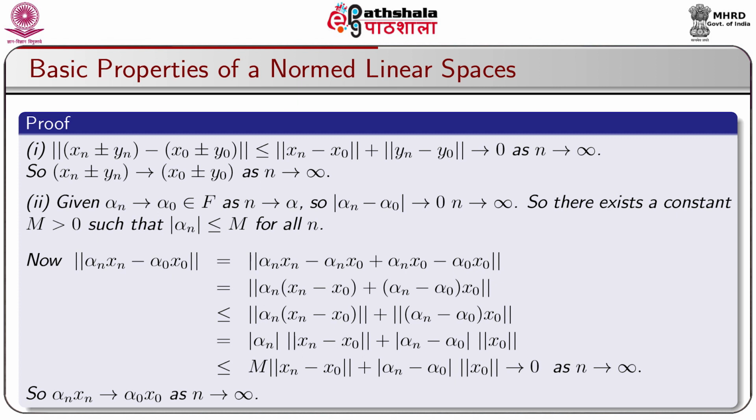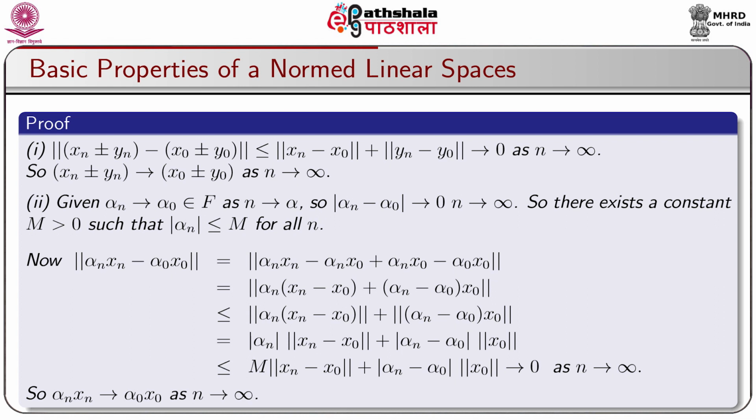For 1, norm of xn plus minus yn minus x naught plus minus y naught is less than or equal to norm xn minus x naught plus norm yn minus y naught, which goes to 0 as n tends to infinity. So, xn plus minus yn goes to x naught plus minus y naught as n tends to infinity, where x naught plus minus y naught belongs to X, because X is a linear space.